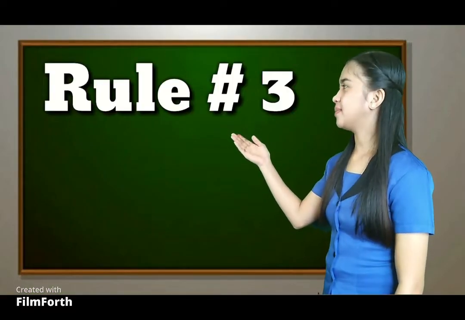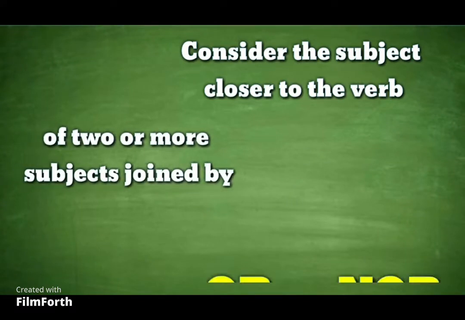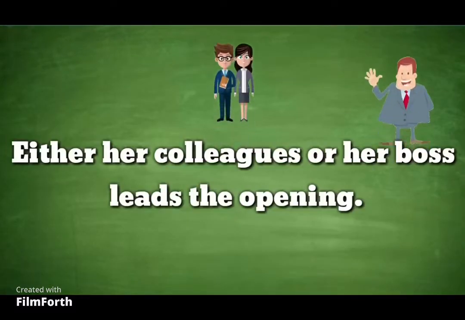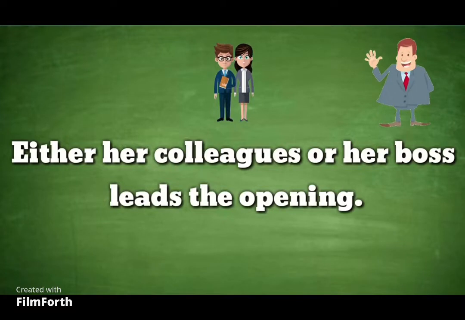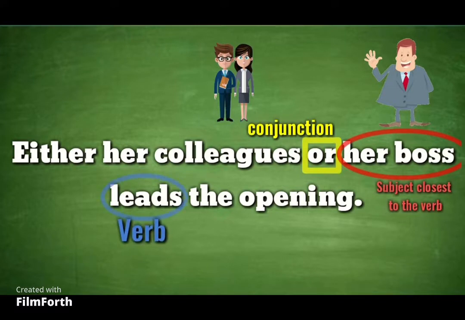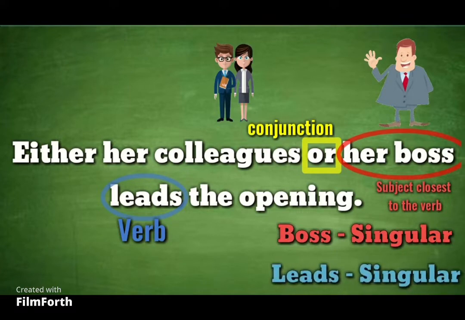Rule number 3. Consider the subject closer to the verb of 2 or more subjects joined by or, nor. Example, either her colleagues or her boss leads the opening. When you see the conjunction or, nor used in a sentence, you are going to use the subject closest to the verb as a reference. It will be the one to determine whether you are going to use the singular or plural form of the verb. Boss is singular, so we use it as a reference to make our verb singular.